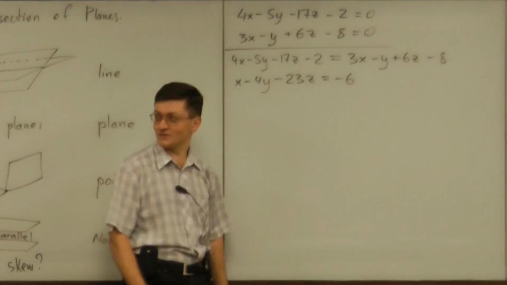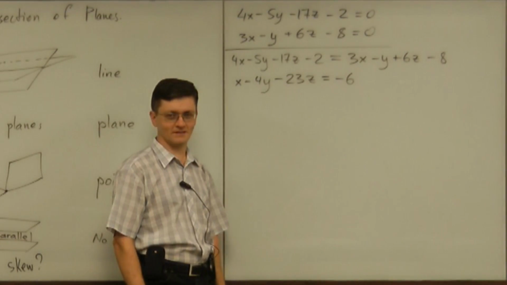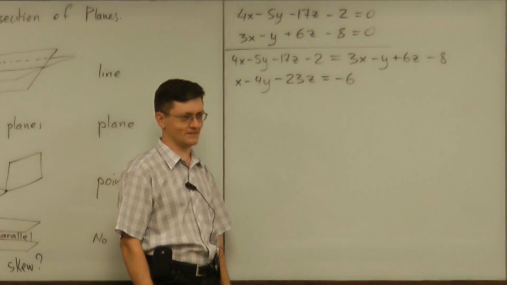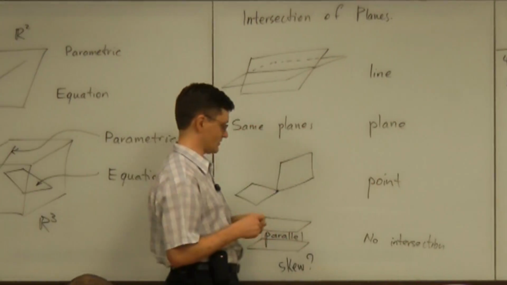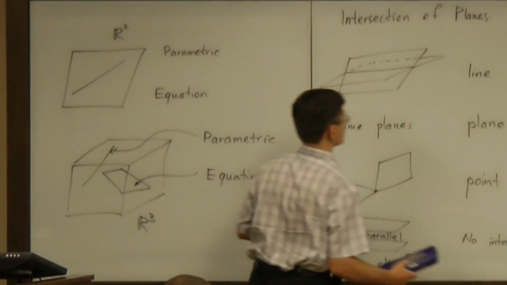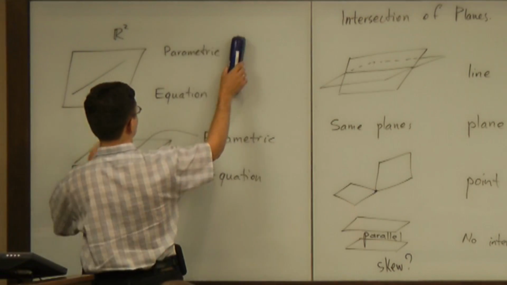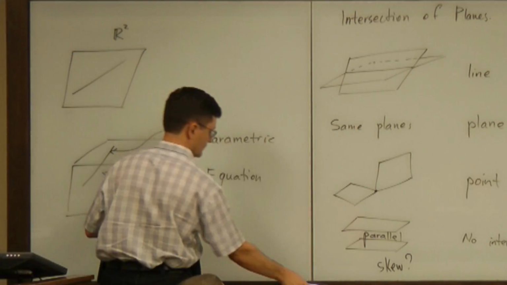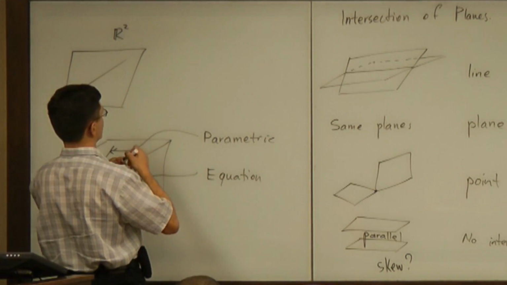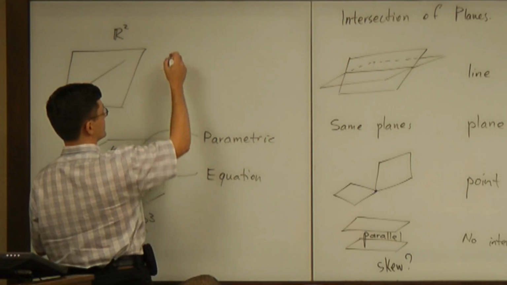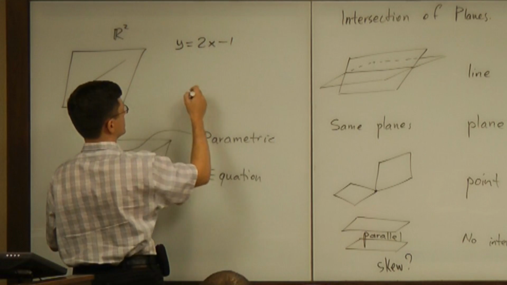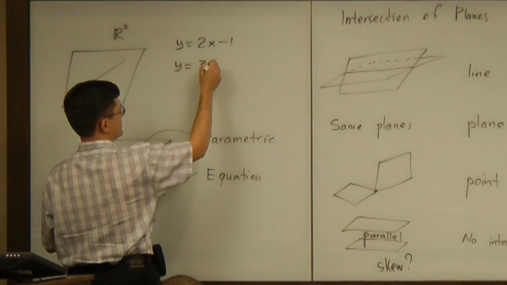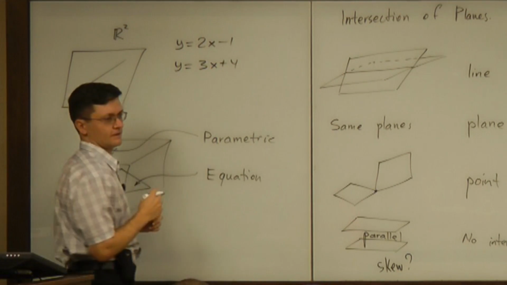Should we maybe recall something from high school geometry? Go back and lower the dimension and recall what we did there. Remember, we had nice ways of describing lines using equations. Y equals 2x minus 1 and y equals 3x plus 4.